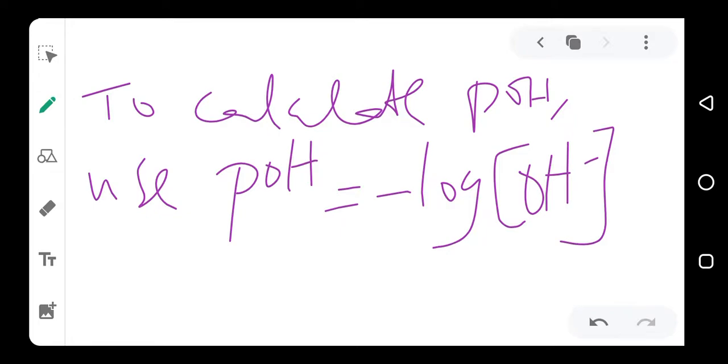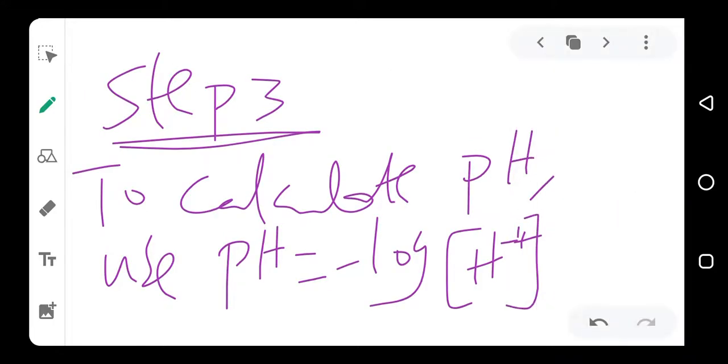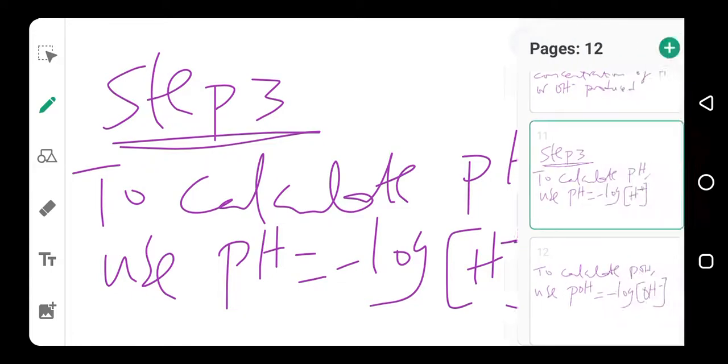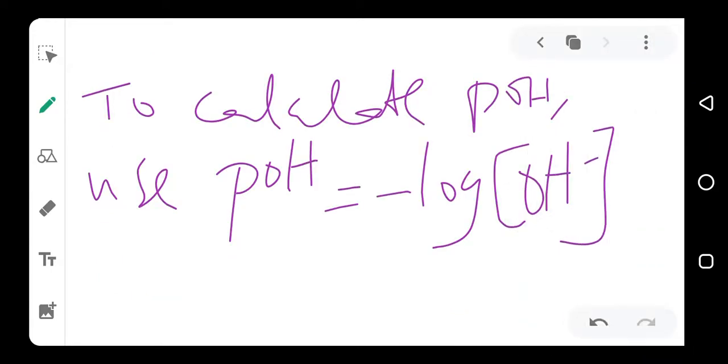In step 3, we go back to the question. We look at what they asked us to calculate. If they ask us to calculate pH, we use the first equation, that is pH equals minus logarithm of hydrogen ion concentration. But if they ask us to calculate pOH, we use pOH equals negative logarithm of hydroxyl ion concentration.